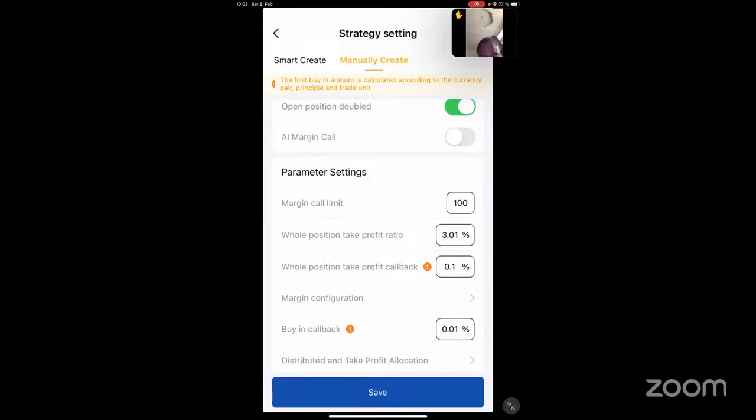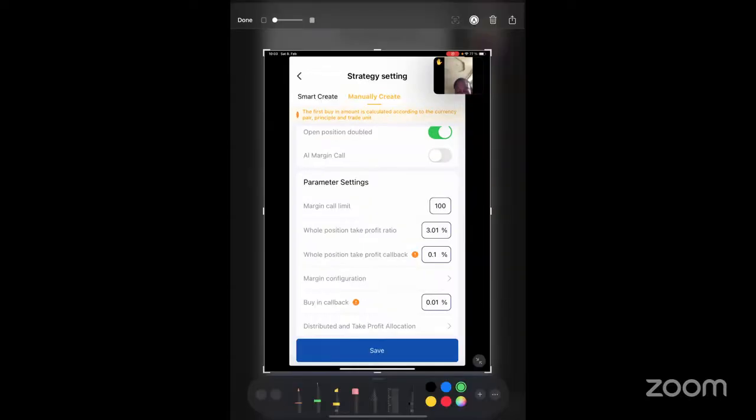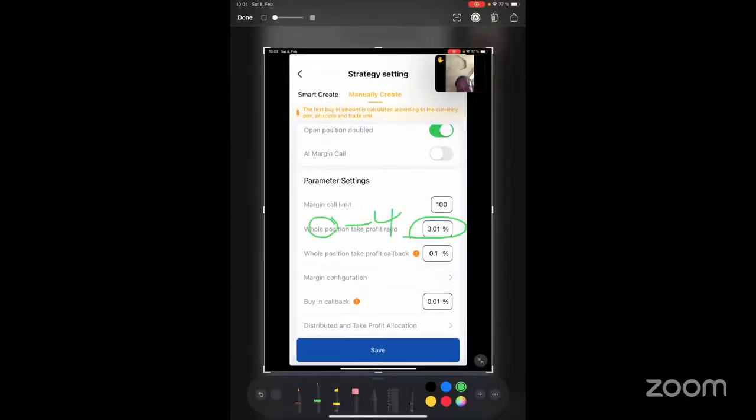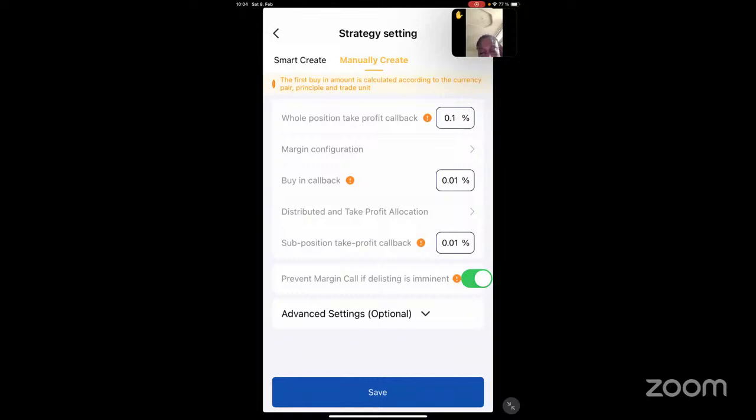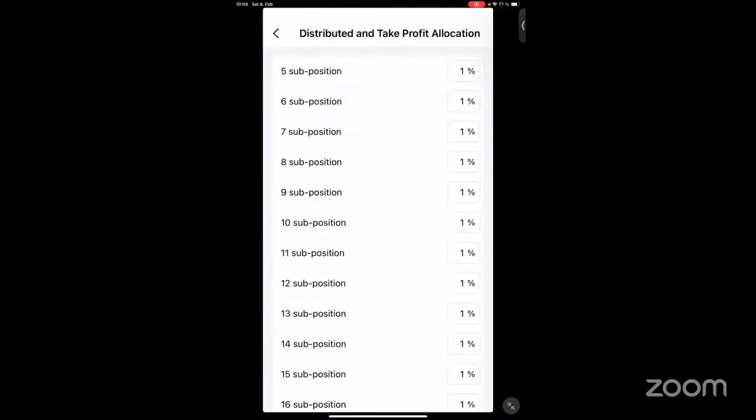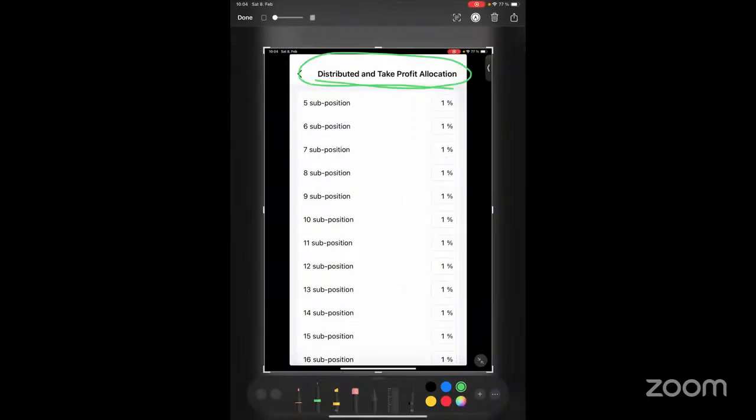But mind you, this profit is based on 0 to 4th. That is why it's called whole position. But for the rest of your 5th call, 6th call, 7th call, you can find it here. It's called the distributed take profit allocation. You can see mine is set to 111% because that is more easily reachable than 3% or 2% or 5%. But it doesn't mean you can't increase it. You can really increase it, based on your greed or how much you want to take.